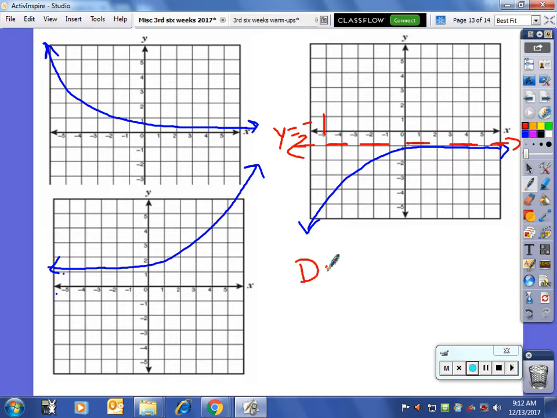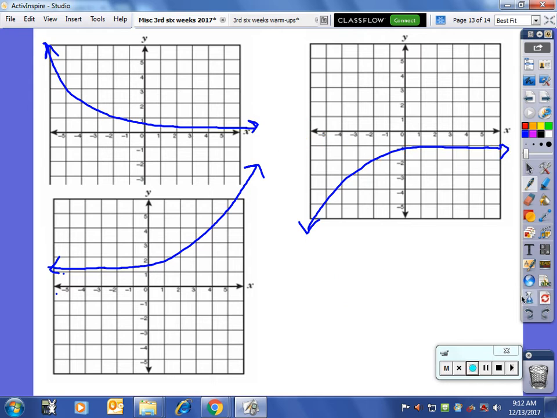What's the domain of this guy? All real numbers. What's the range of this guy? Y is less than, this time it's below the picture. So we would say y is less than -1. All of these y values are underneath -1, and they will never ever quite reach -1. Does that make sense?